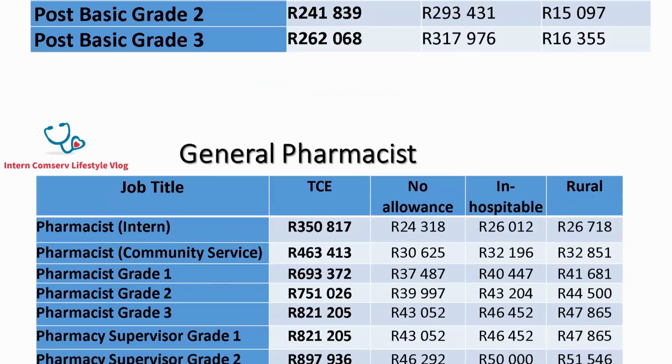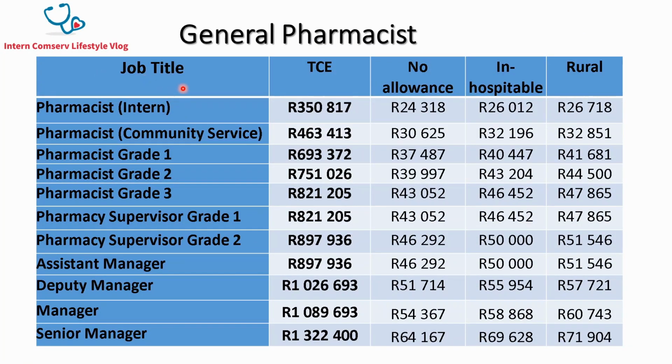Now let's look at the pharmacist under the general stream. Firstly, you would have to work as an intern. Once you've completed your intern, you move on to community service, then grade 1, 2, and 3, and then you can take on either a position as a pharmacy supervisor, assistant manager, deputy manager, manager, or senior manager.